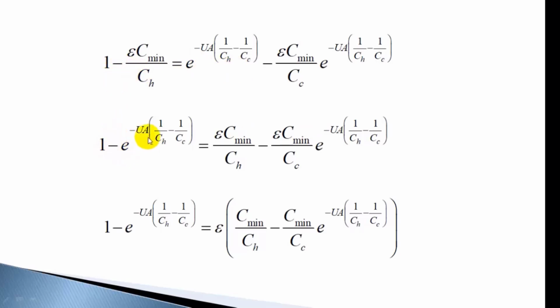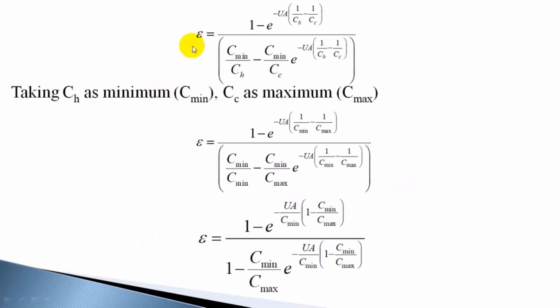You get 1 minus e raised to minus U into 1 by CH minus 1 by CC. Now this, when you take to the right hand side, you get plus effectiveness into C minimum by CH, and this term will remain same. Now here effectiveness you can take outside. So effectiveness is taken outside. Now you can solve for effectiveness: the whole left hand side divided by this part, which goes to the denominator here. So we got the expression for effectiveness after rearranging the terms.